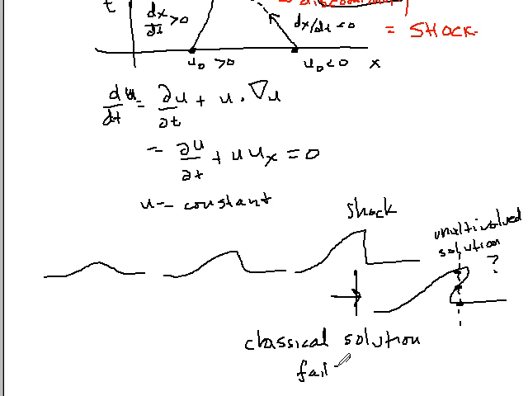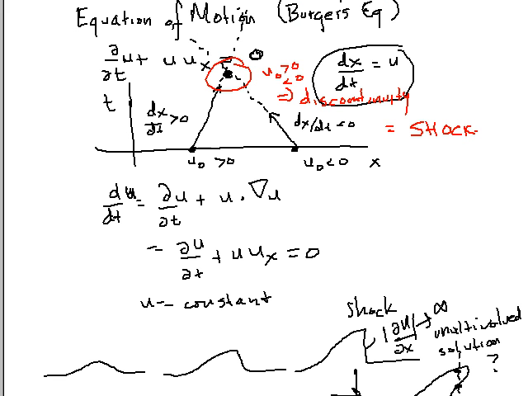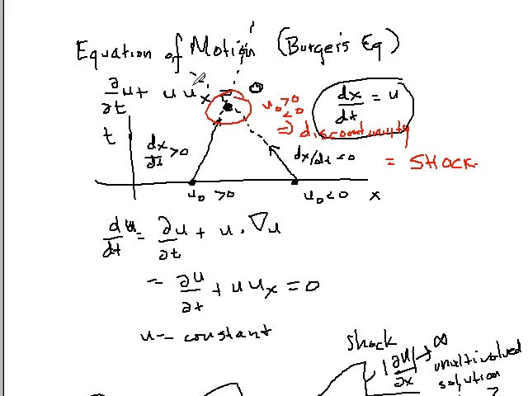Because why? Because what's the gradient here? What's du/dx? du/dx becomes infinity. And if you have a solution of the equation where one of these terms becomes infinite, it's a singularity, and the equation and the assumptions that you used to derive this equation are no longer valid.